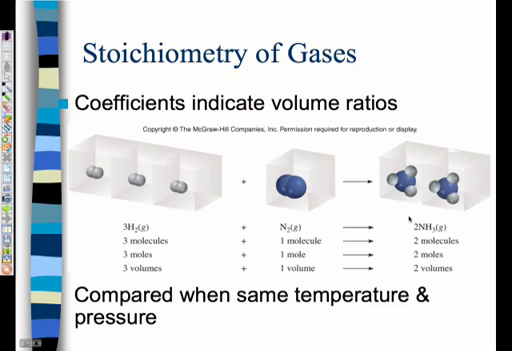So we're going to be able to use this as a volume ratio, like 3 molecules plus 1 molecule equals 2 molecules of this, or 3 moles of this plus 1 mole of this equals 2 moles of this. That one we used a lot when we did stoichiometry, that middle one. But with gases, we can also use 3 volumes of this plus 1 volume of this gives us 2 volumes of this. We're using the coefficients for that.